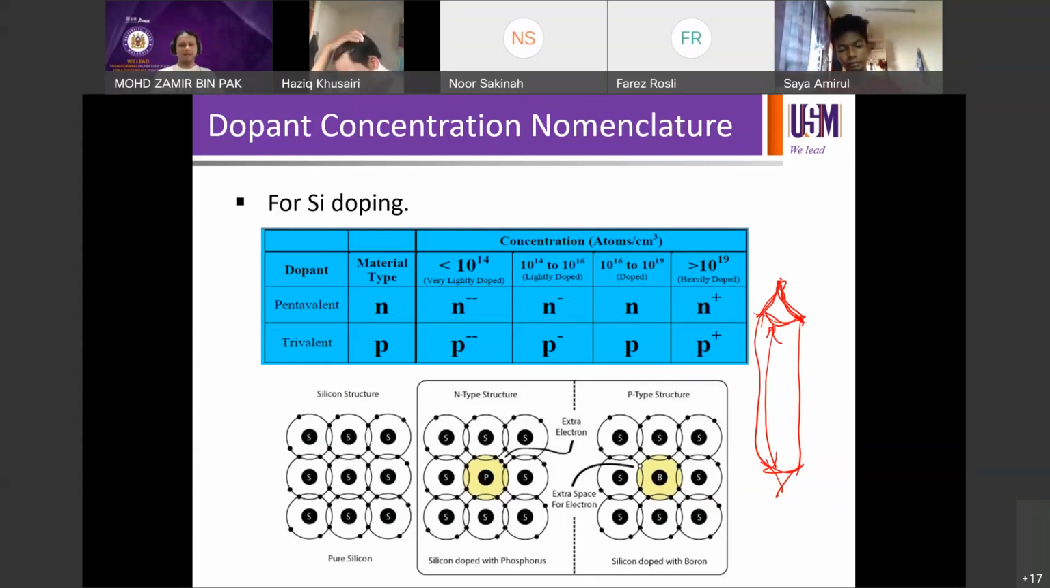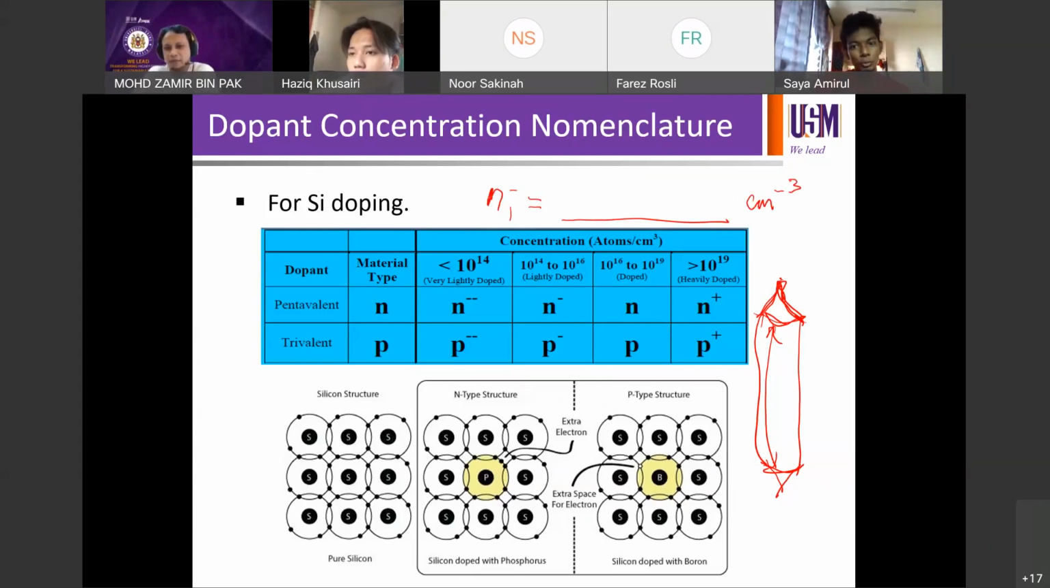What is the Ni value in silicon? Anyone can recall? If you do it intrinsic, not extrinsic. Anyone can recall the magic number? Sakinah, 10 to the 20. Okay, Sakinah, 10 to the 20. Anyone else?